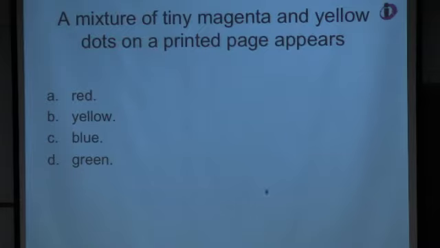67% say red. Very good. Magenta is red and blue. So that dot is absorbing green. Yellow dots absorb blue. So the only one that doesn't get absorbed is red. It reflects back at you.